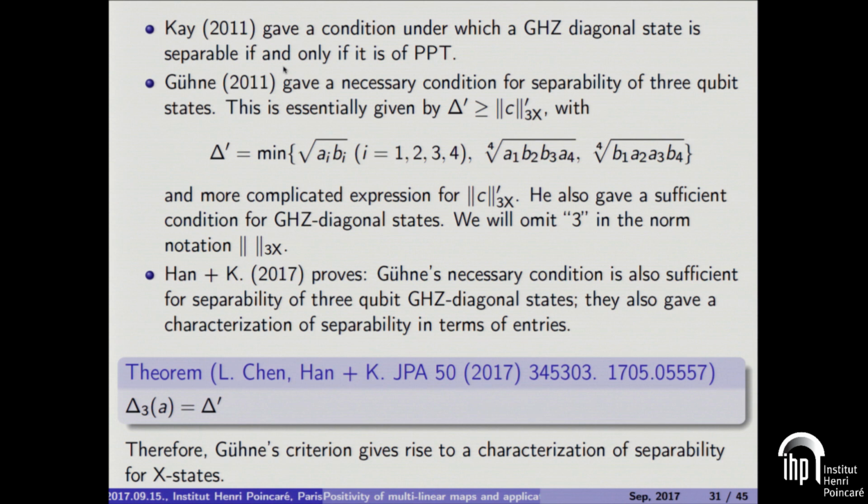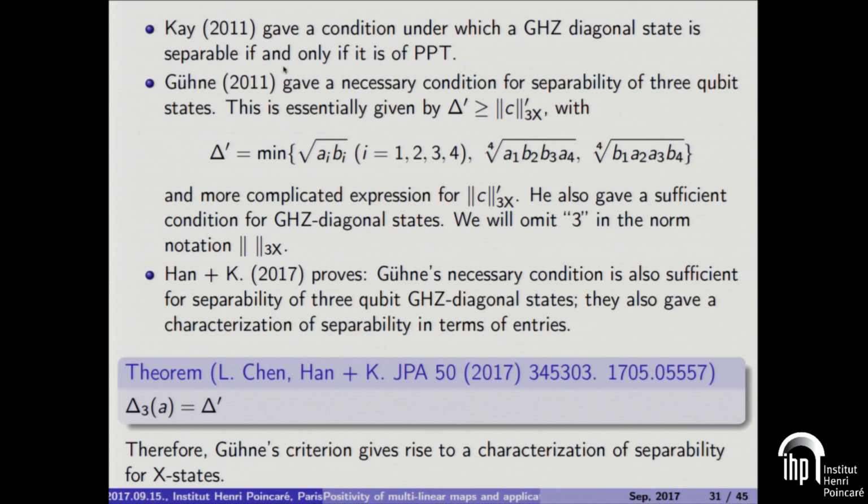Actually, Gühne, who is a physicist, also gave a necessary condition for the separability of the three-qubit state. This is essentially expressed by this kind of inequality. This number we already introduced, he expressed with a very complicated formula, but it is essentially the same as the dual norm we introduced. And this number delta prime is just the minimum of the six numbers.